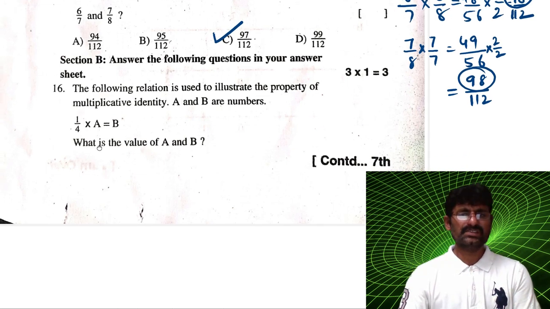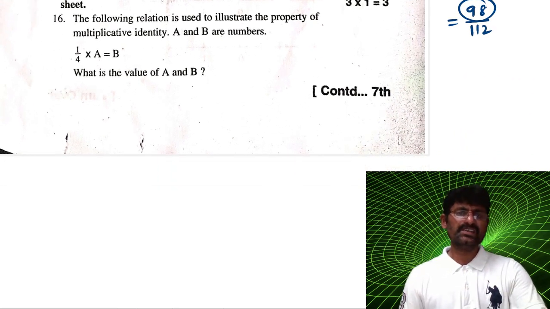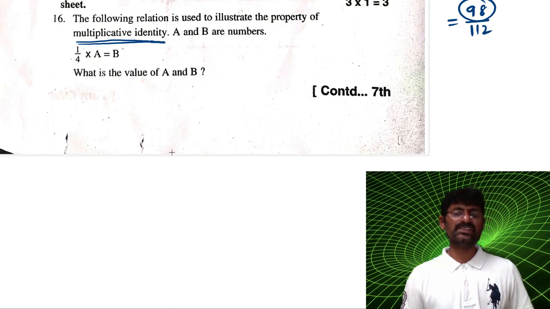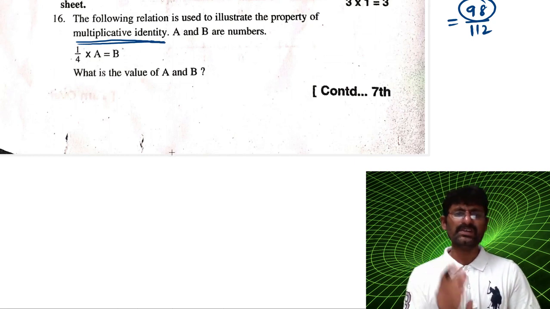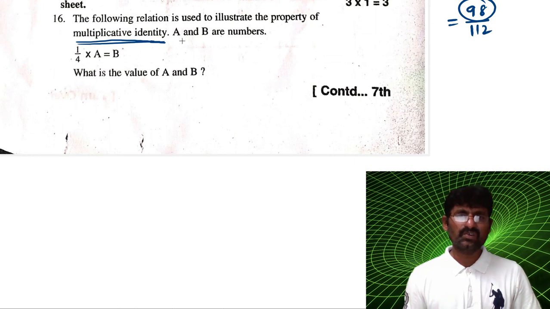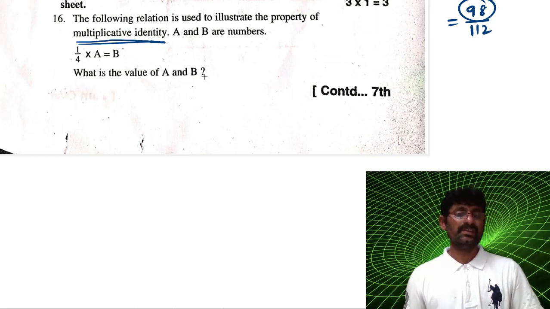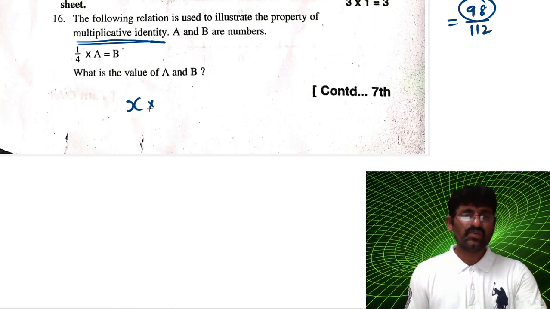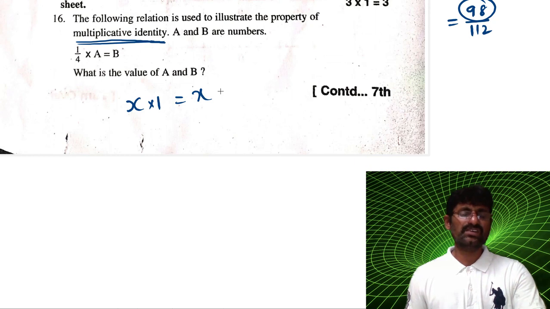Now let us go to the 16th problem. The following relation is used to illustrate the property of multiplicative identity. Multiplicative identity. So what is multiplicative identity? We know that the multiplicative identity is 1. Now A and B are numbers. 1 by 4 into A equal to B. What is the value of A and B? So here, the multiplicative identity property. So what is the multiplicative identity property? X times 1 equal to X. This is the property of multiplicative identity, right?